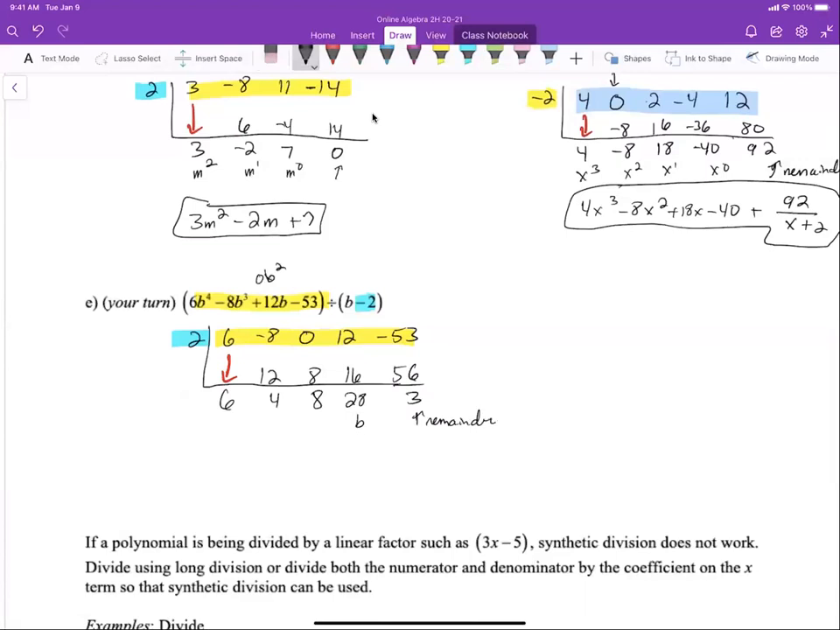This is my b to the 0, b to the 1, b squared, b cubed. Notice I'm 1 degree less than I started, which I should be. So what is my answer? 6b cubed plus 4b squared plus 8b plus 28, and I have 3 over b minus 2 as my remainder.